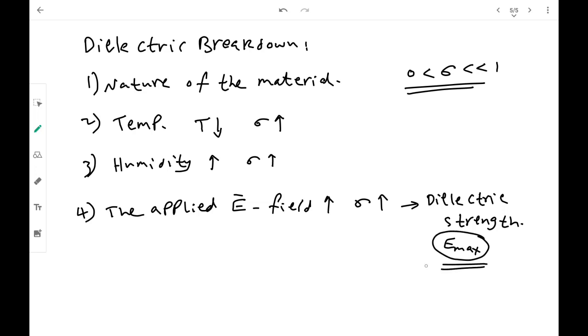So we have to know the maximum value we should apply to a material in order to prevent it from breaking down. And the last factor is the time that the electric field is applied.